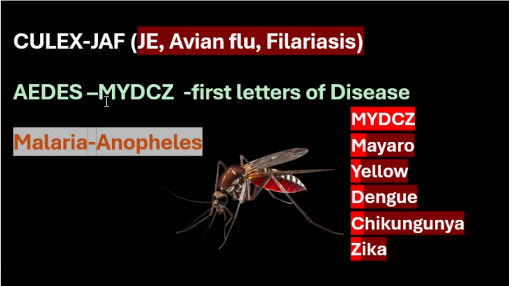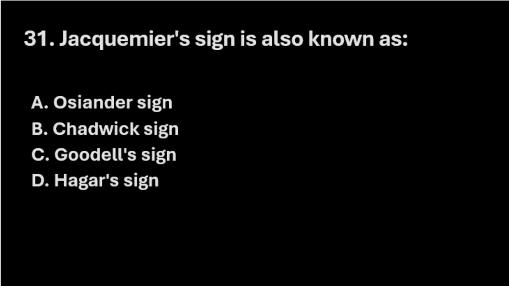And Aedes, the first letters of the diseases: Mayaro fever, yellow fever, dengue fever, chikungunya, and Zika. So these diseases are caused by the Aedes mosquito, and malaria is caused by the Anopheles mosquito. So these three types of mosquito and the related diseases you have to learn by heart for better performance in your upcoming exams.